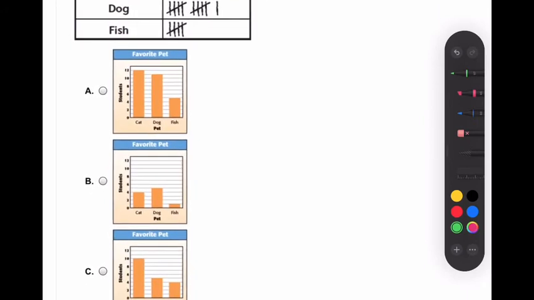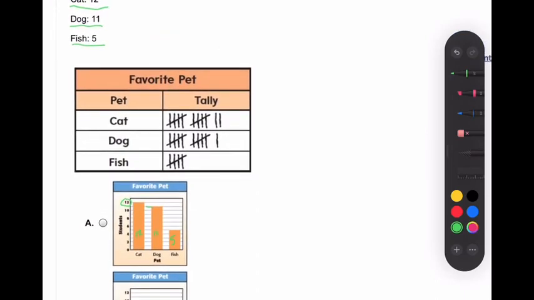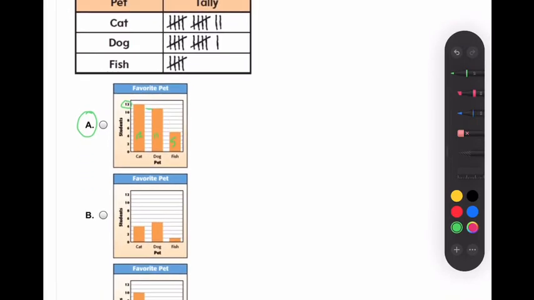Let's take a look at the first one. The first one says they have 12 cats. And how many dogs? It's between 10 and 12, which is 11. So here 12 cats, 11 dogs, and fish is between 4 and 6, which is 5. Is that the correct answer? 12 cats, 11 dogs, and 5 fish. Yes, it is the correct answer, but let's check the rest before we move on.